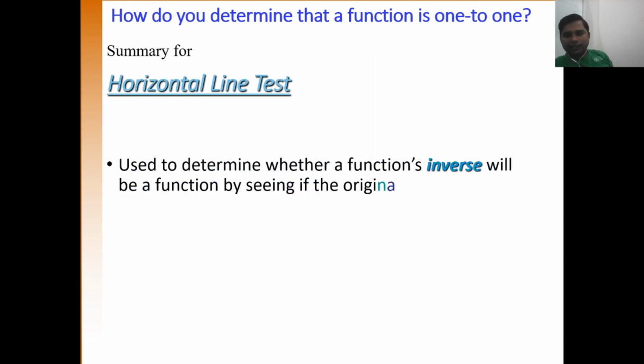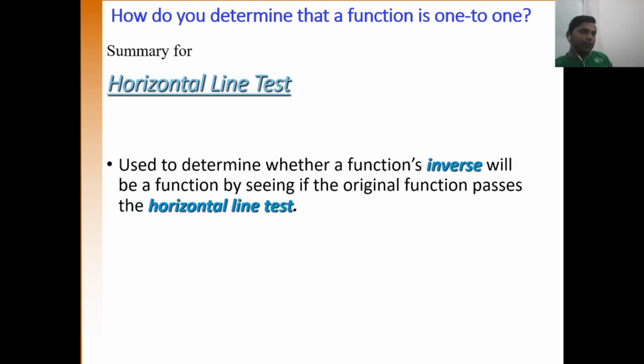So basically this test is used to figure out whether the function is 1 to 1 or not. If any function passes the horizontal line test, it means the inverse is defined for that function. If the function fails the horizontal line test, then the inverse is not defined for that function.